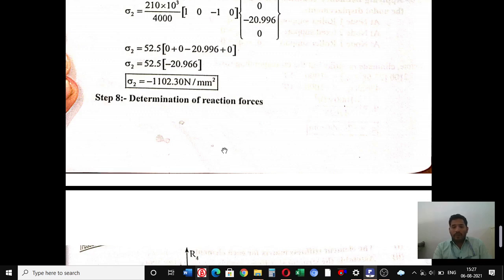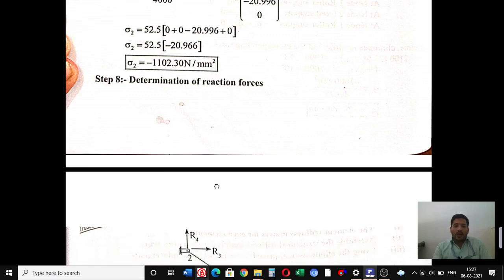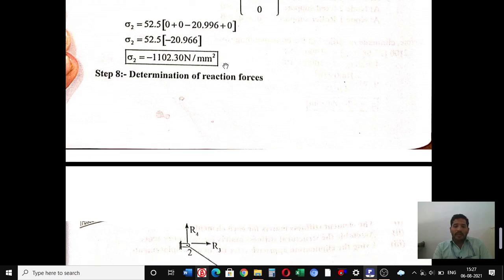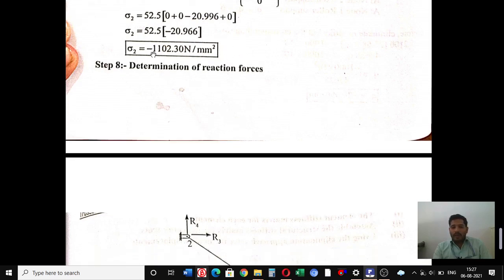1102.30 Newton per mm square. After getting the plus value, you have to consider it as the tensile force, not minus here. Make it a plus, make the small correction here.